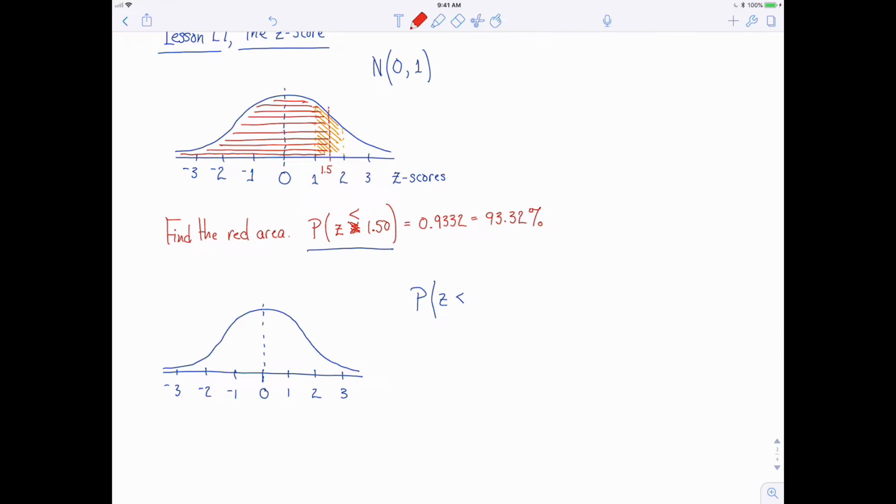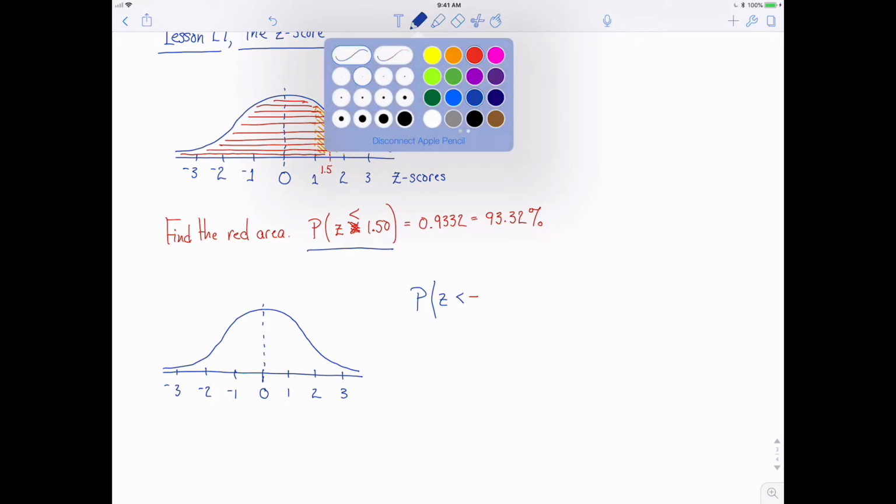So we're going to do another one. Probability that z is less than... let's try, how about negative? Go back to my blue here.